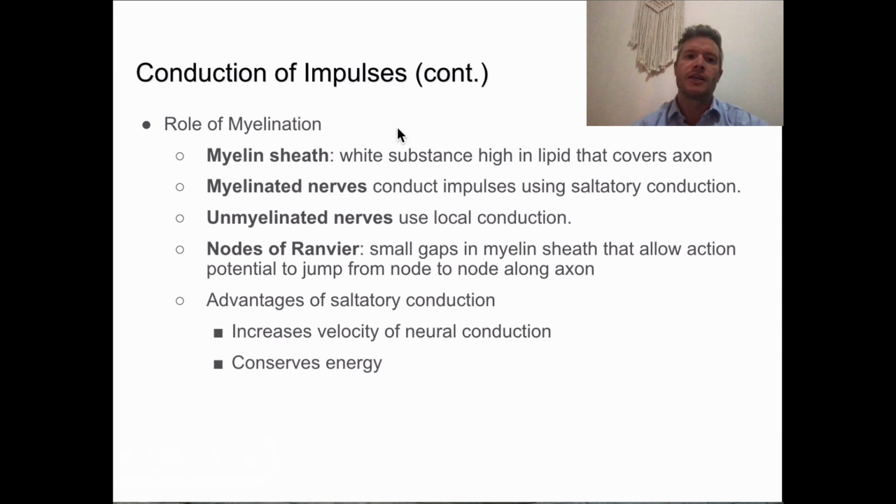Now, a myelin sheath is a white, fatty, or lipid sheath that wraps around an axon. And so we have these myelinated nerves that are kind of like wires wrapped in plastic wrapping in a certain sense. And what they do is they allow for something called saltatory conduction, which we'll chat about in a moment. And that essentially utilizes these things called nodes of Ranvier, which are these little gaps in between the myelin sheath that allow the signal to jump along.